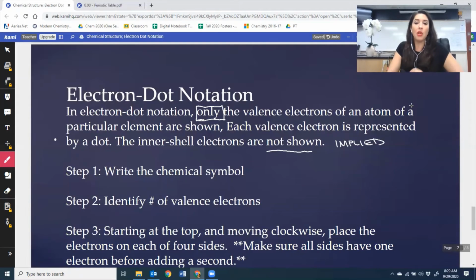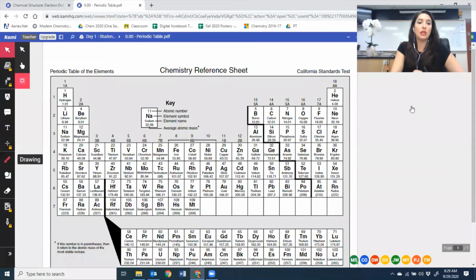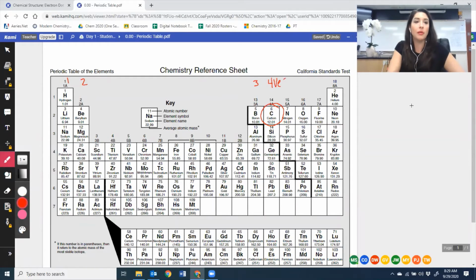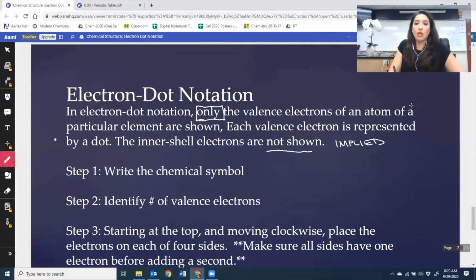So let's pick a chemical and try this out. Let's do, how about carbon? First let's figure out how many valence electrons carbon has. 1, 2, 3, 4. It's in the 4 valence electron column. Carbon, and I'll just write over here 4 valence electrons to remind me. So step 1, write the chemical symbol, check. Step 2, identify the number of valence electrons, check.